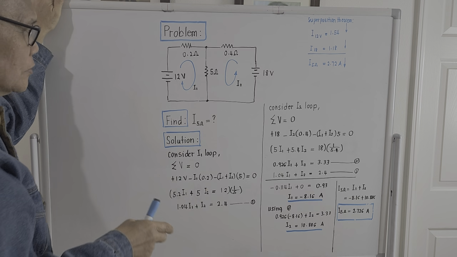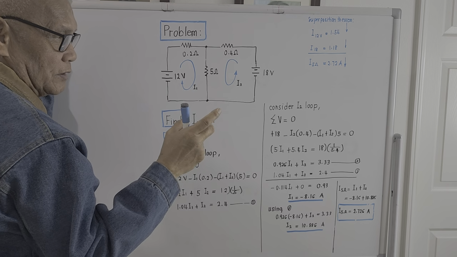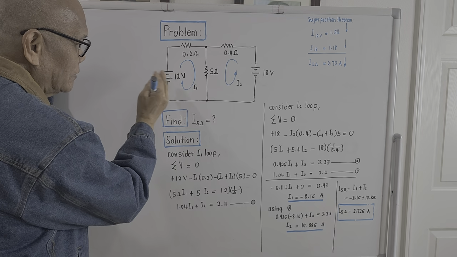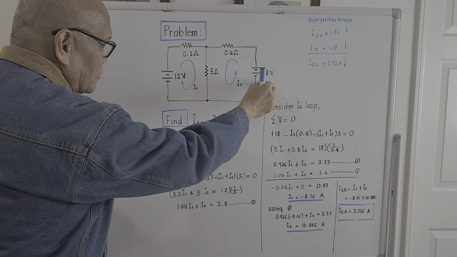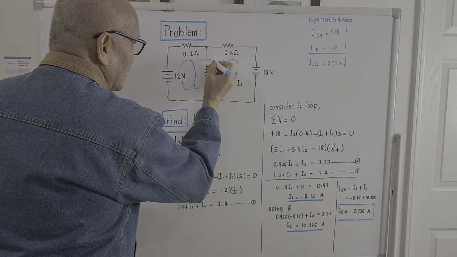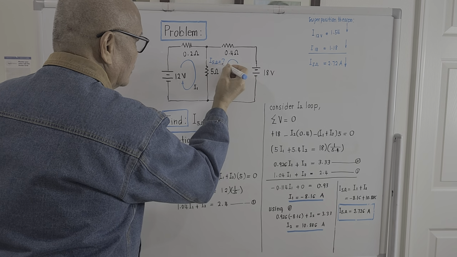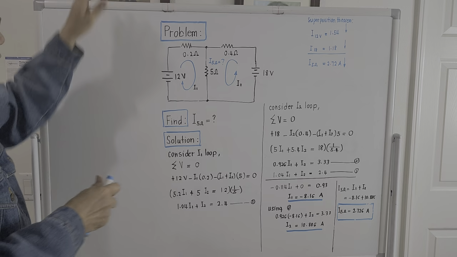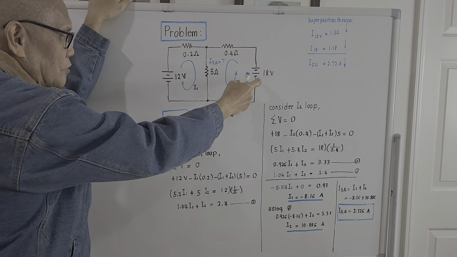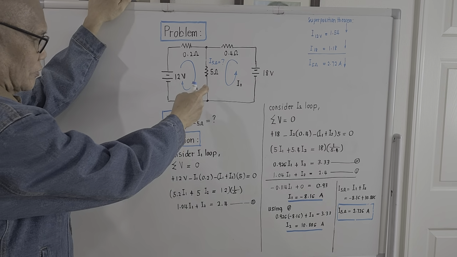The problem is asking what will be the current passing through the 5 ohm load if the voltage sources are 12 volts for the left hand side and 18 volts for the right hand side. What will be I sub 5 ohm equal to, and what will be the proper direction of the current passing through the 5 ohm load?